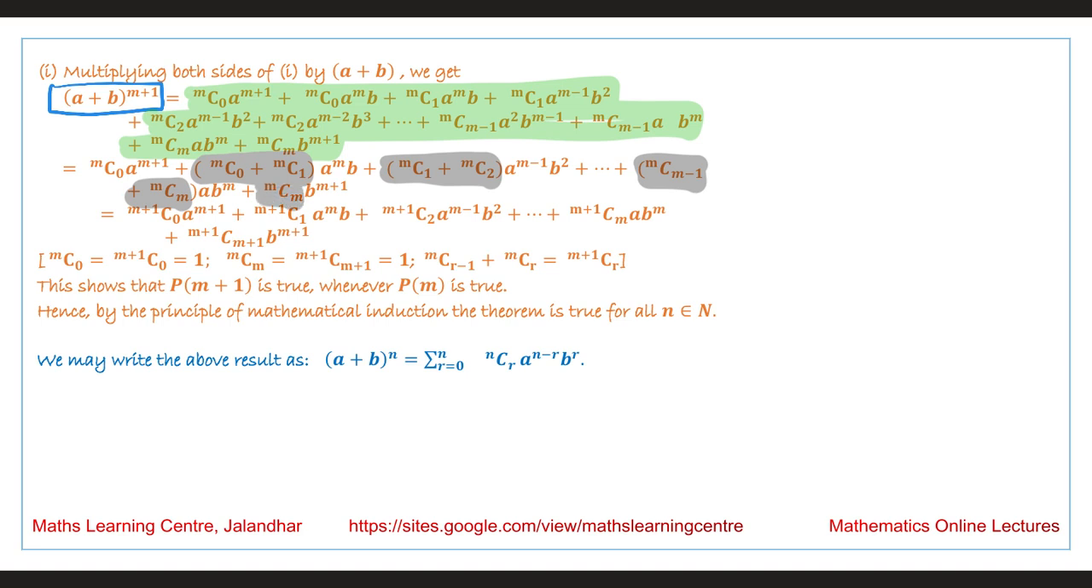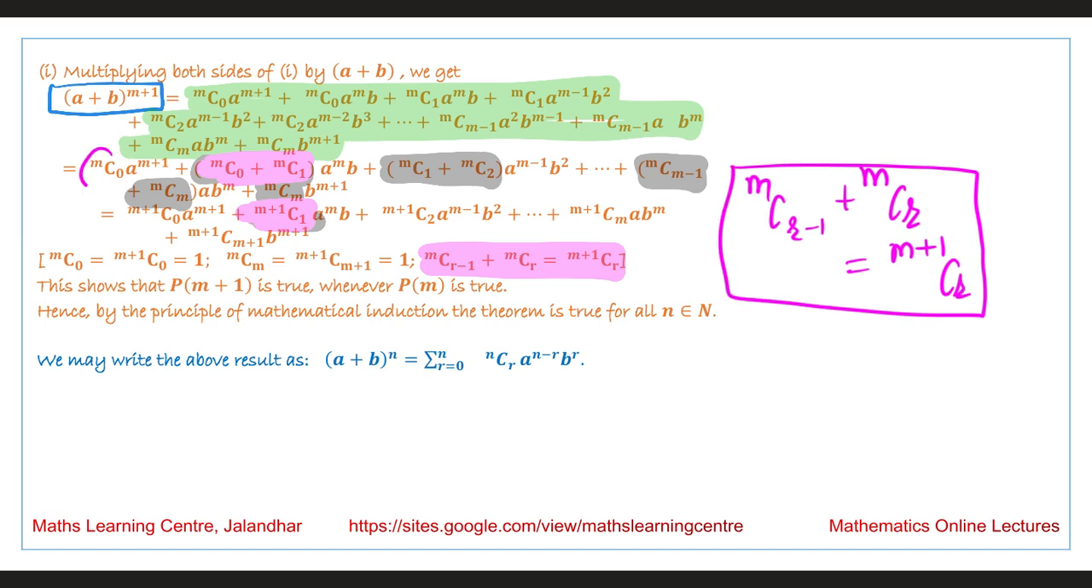And we know that the value of mC0 plus mC1 is equal to (m+1)C1. We are talking about the sum of these two values, it is (m+1)Cm. Why? Because we are using this result that mC(r-1) plus mCr is equal to (m+1)Cr. We are using this result.